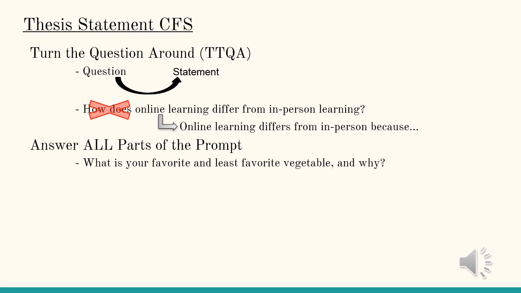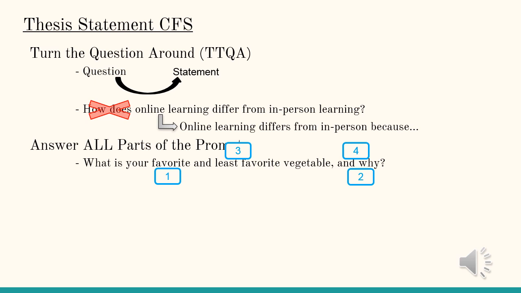I'm breaking down that prompt and noticing all the different parts that I have to respond to. So the first thing I have to respond to is what my favorite vegetable is. The second thing is why that's my favorite. Third thing I have to respond to is what my least favorite vegetable is. Fourth thing, why that's my least favorite. If I don't answer all four of those pieces in my thesis statement, then I have written an incomplete thesis that left some parts of the prompt unanswered.